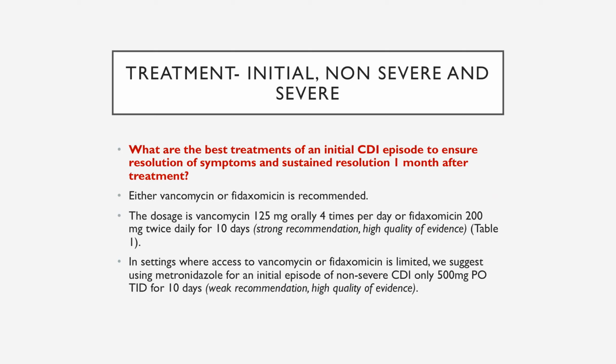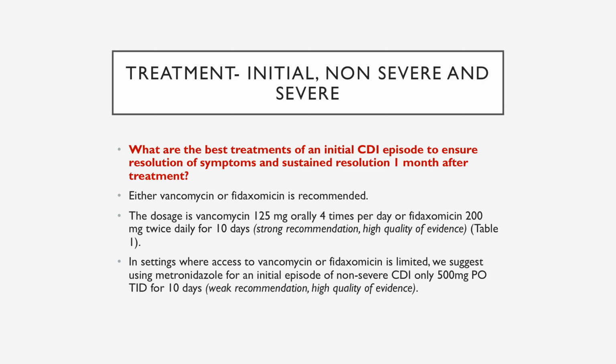All right, so treatment options for initial non-severe and then initial severe. Very similar. Really, the only difference is for a severe infection, there's no role for oral flagyl. In an initial non-severe, you have an option between vancomycin, fidaxomicin, and if you don't have those 2, as a weak recommendation, you can use oral flagyl. Although I can't see a situation where you don't have oral vancomycin or fidaxomicin. So really, those are the 2 go-tos.